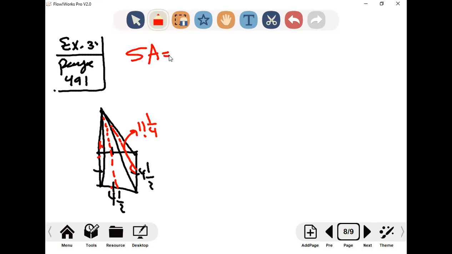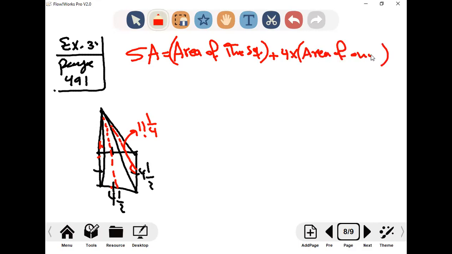Look here. Area, we said, area of the square plus 4 multiply area of one triangle. Equal. This is the general formula. But this formula is for what? Square pyramid only. Okay?